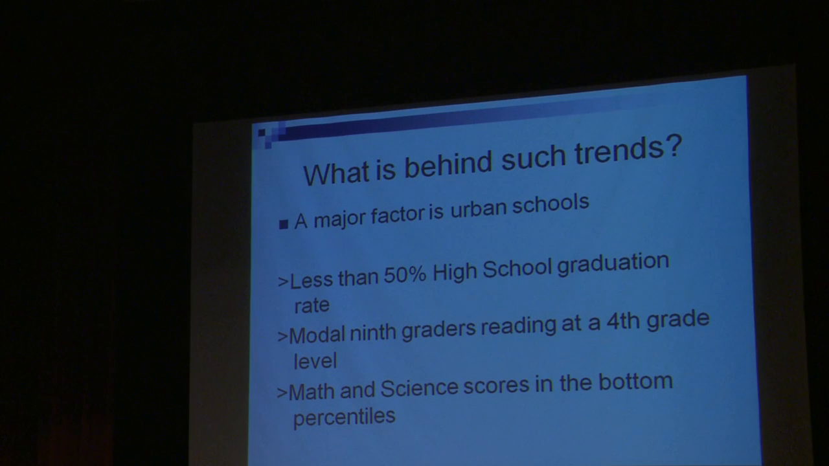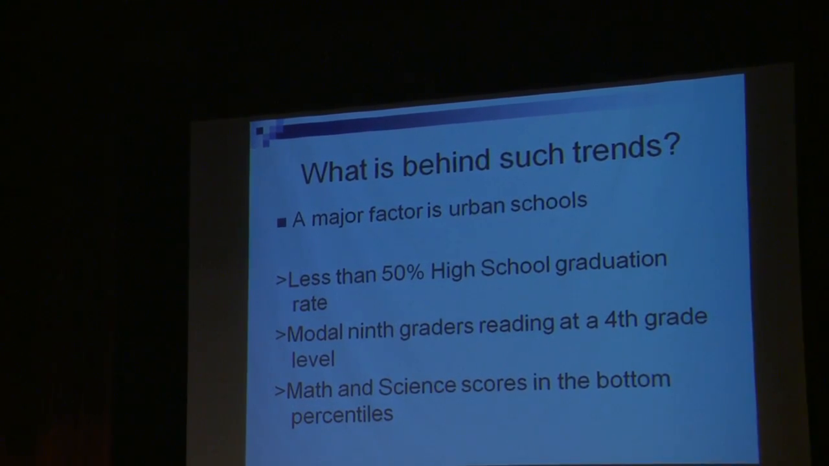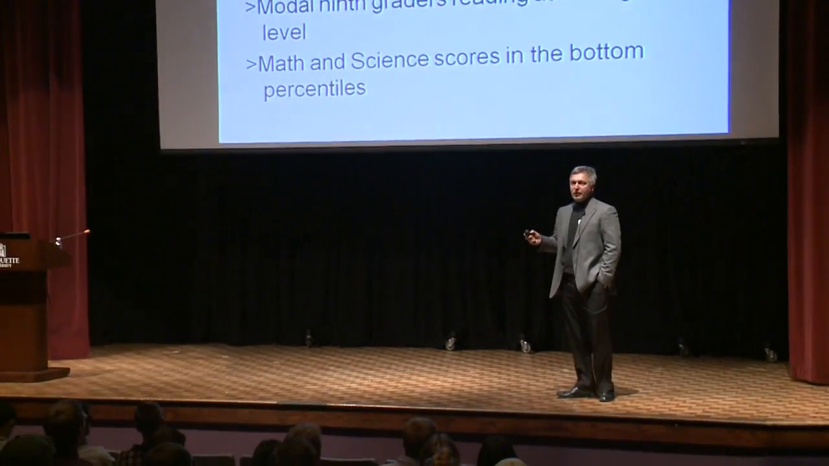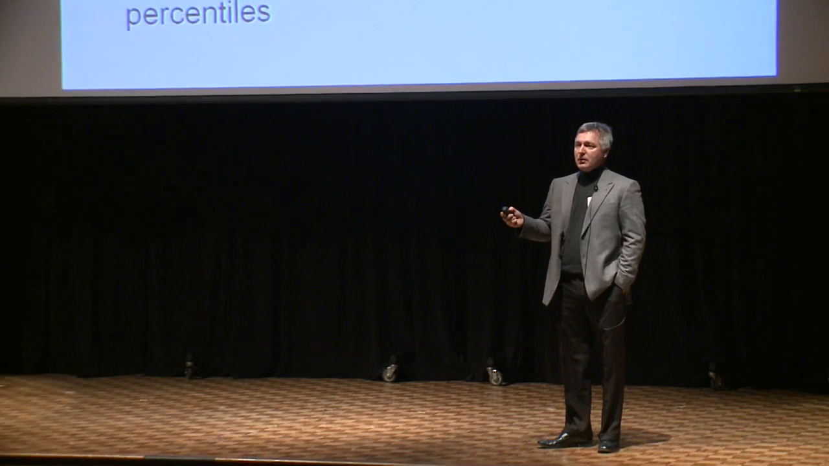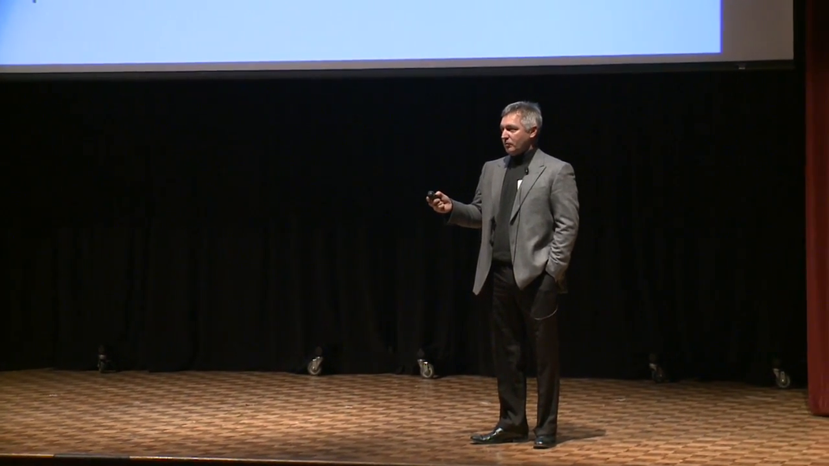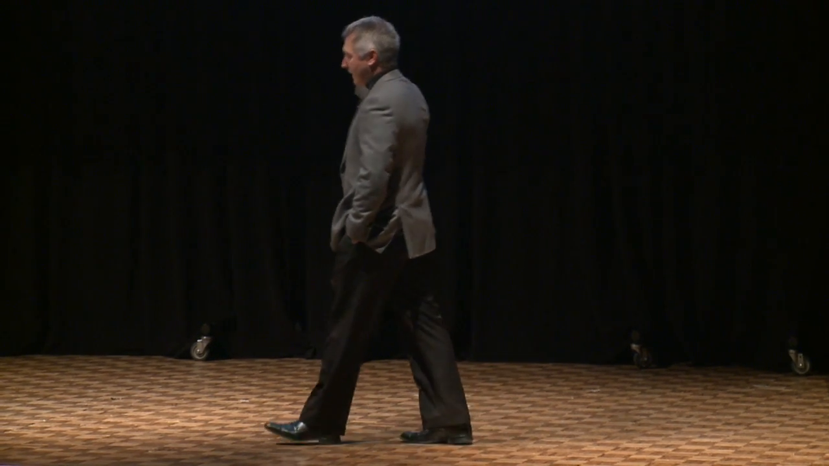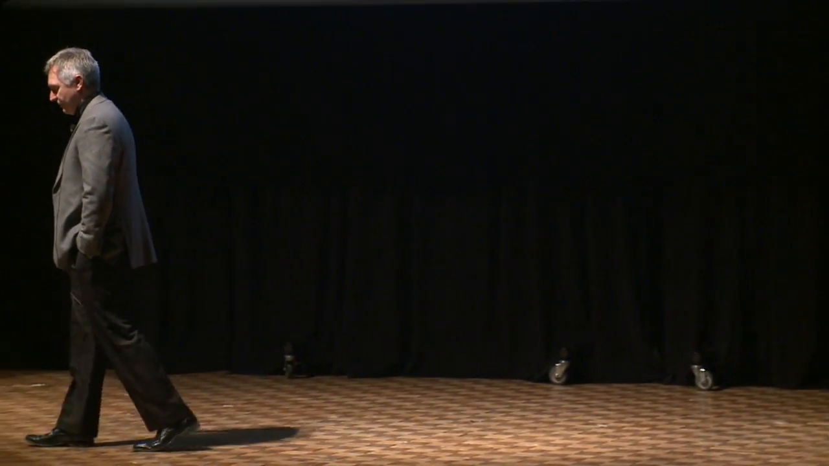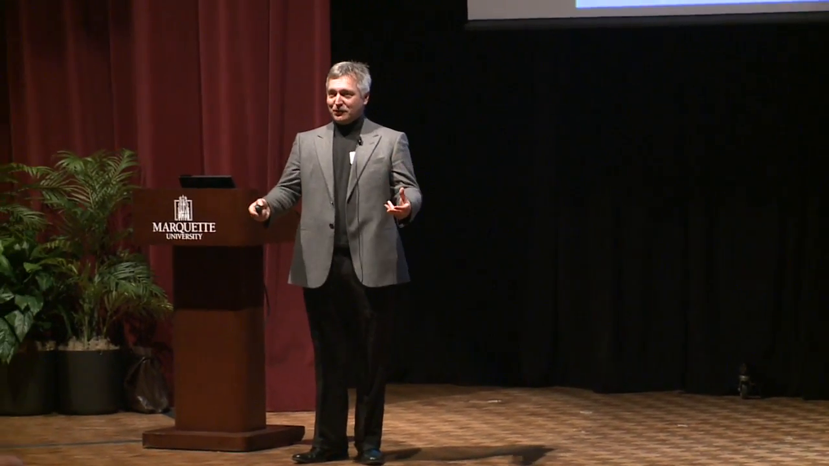Why we do so poorly is centered on these urban settings, which typically have less than 50% high school graduation rate. In Chicago public schools, we have roughly a 47% graduation rate. Every 100 kids that start 9th grade, about 47 make it out with a high school diploma. You have the modal 9th graders reading at a 3rd or 4th grade level. You have math and science tests at the very lowest percentiles. And that represents a lot of kids.